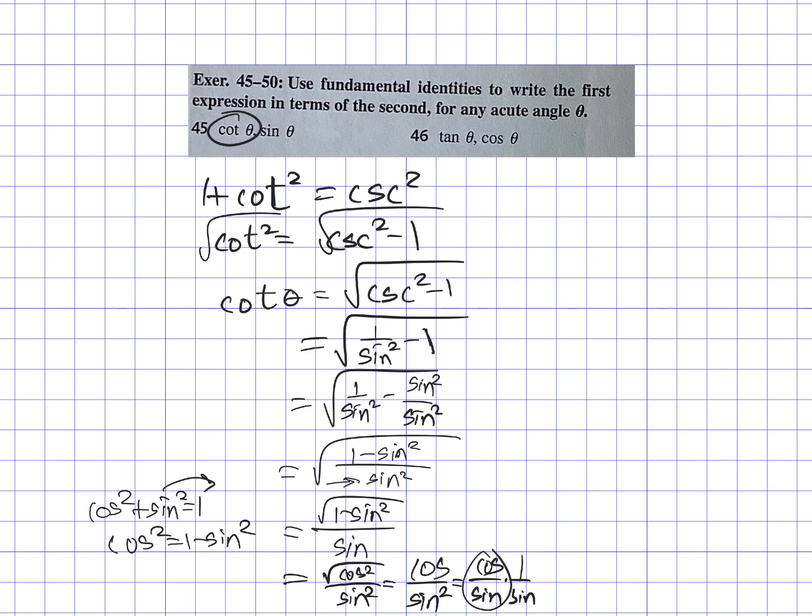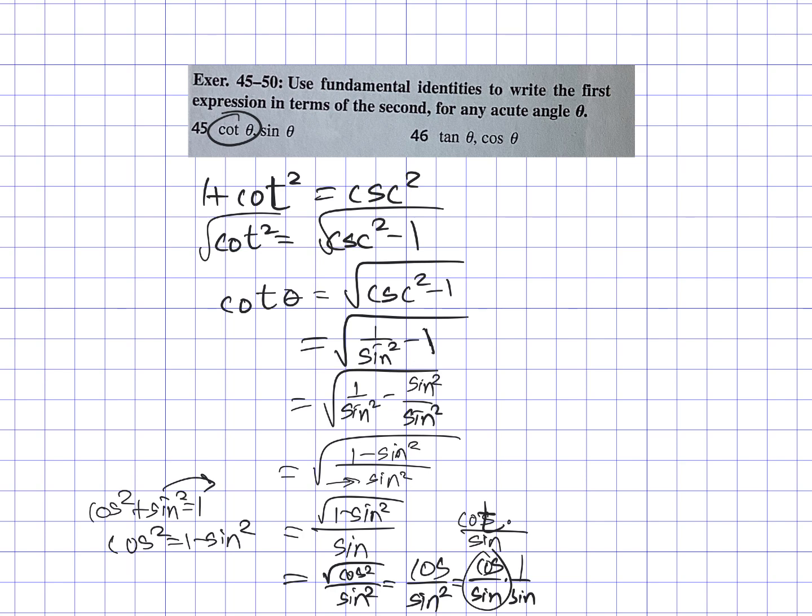Cosine over sine is cotangent. So we have cotangent over, times 1 over sine, or cotangent over sine.